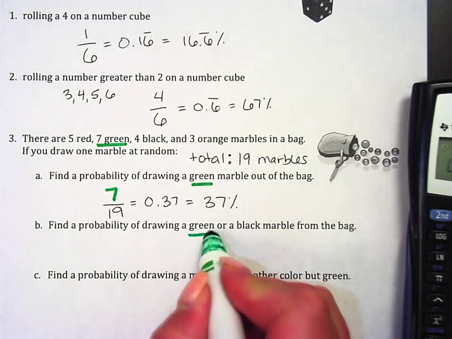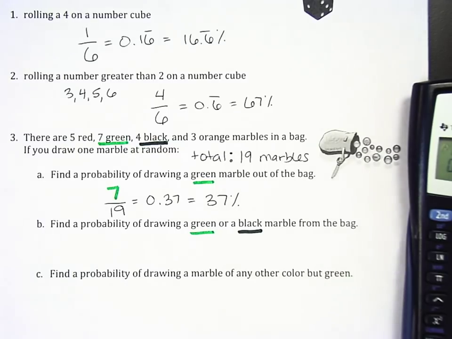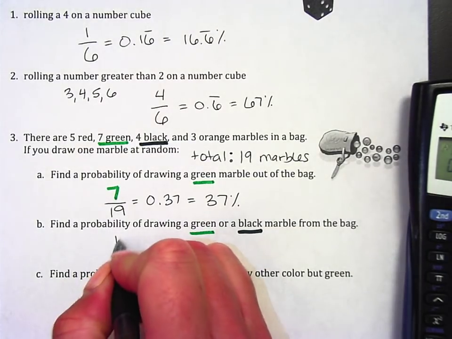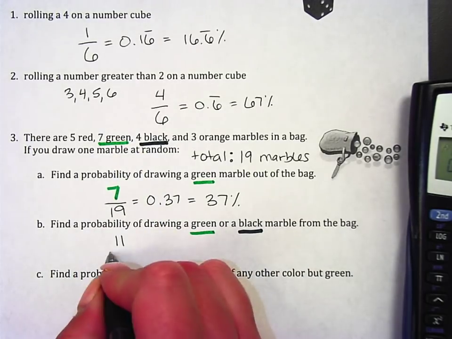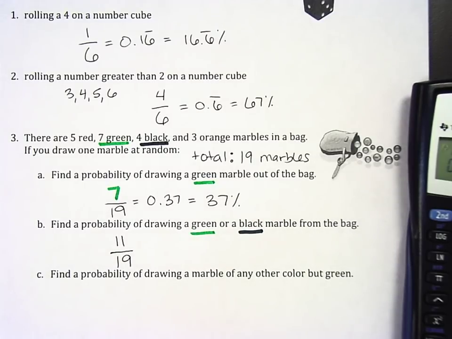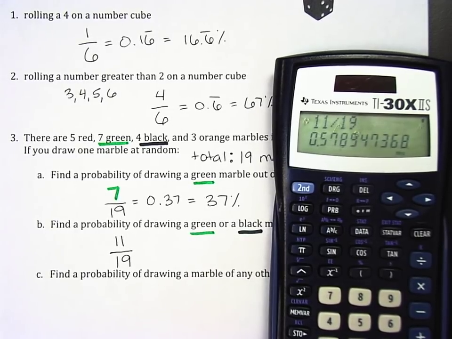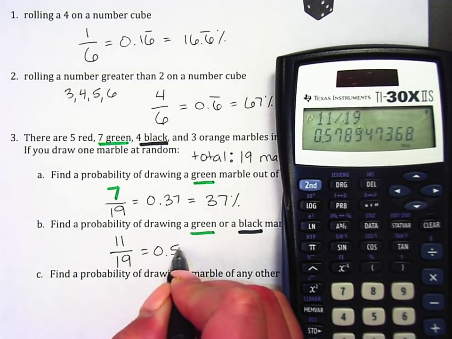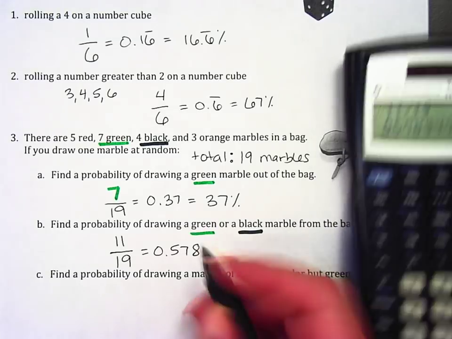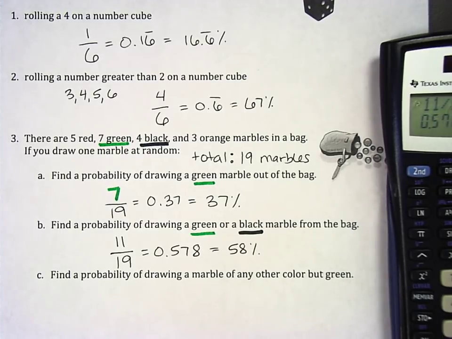If it says green or black, this time I get to add them together. So green or black would be 7 plus 4. I would have 11 possible outcomes. So if it's one or the other, I can add together those choices, and then it's out of my total 19 again. So 11 divided by 19. We're looking at 58 when I round it up. So I can write down 0.578. When I move that decimal 2 places, you can just say 58%. You don't have to write down more decimals than that. So that was one or the other.